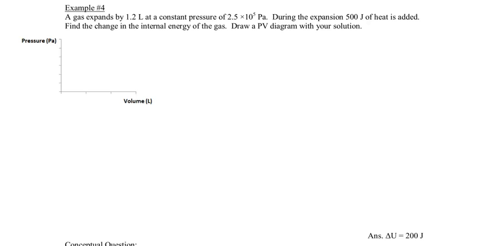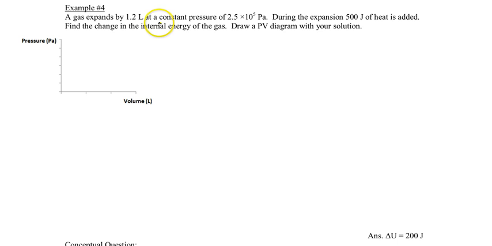In example 4, we have a gas that expands 1.2 liters at a constant pressure of 2.5 times 10 to the power of 5 pascals. During the expansion, 500 joules of heat is added, and we're asked to find the change in internal energy of the gas and draw a PV diagram with our solution. So let's start with the first part here, doing the PV diagram.